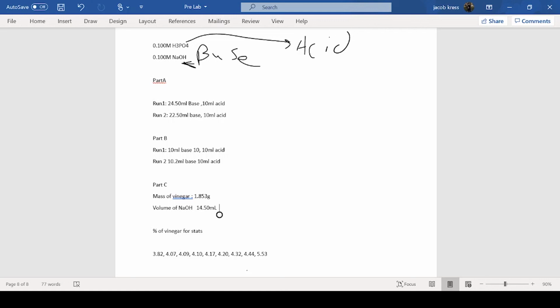For part C, the initial mass of the vinegar is going to be 1.853 grams. The volume of sodium hydroxide we'll use to titrate that is going to be 14.50 mils. And then the percents for the mass percent for vinegar that you guys are going to use for the statistics part are listed below. I'm not going to list those all out. So you're going to use the value that you calculate here and include it with the numbers that are listed below. And with that, that should be all the data you guys need for this experiment.